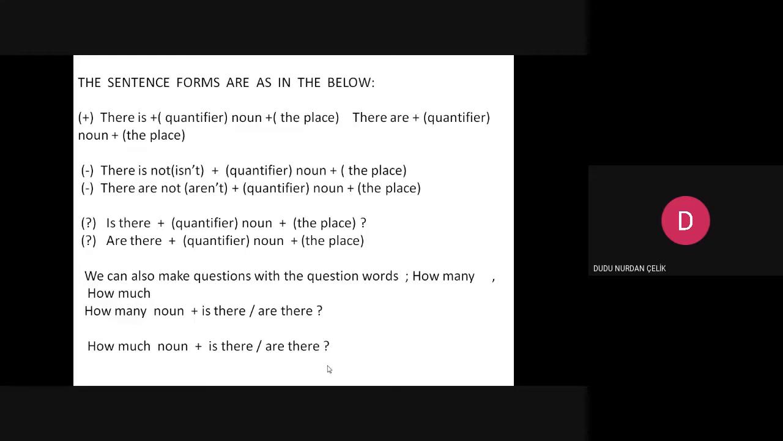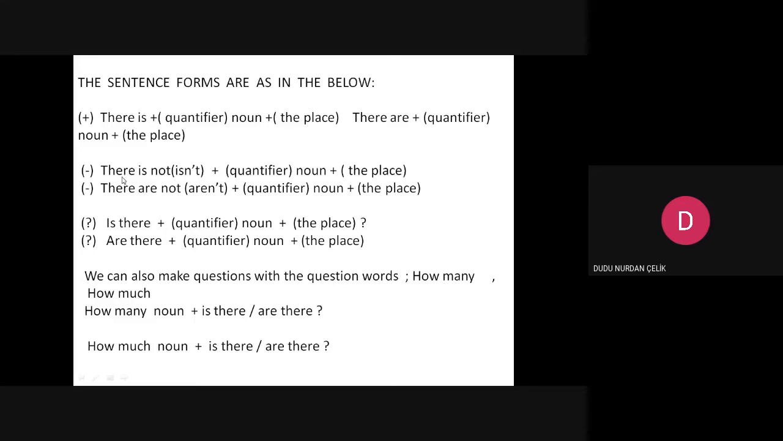This is the formation of the sentences with there is, there are in negative and question forms. We use there is. If we want or need, we use a quantifier, but always a noun, and we can mention the place if we want. Like, there is a student in the class. Or there are a lot of parents at the meeting.